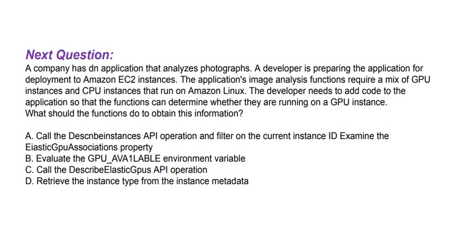Option A. Call the DescribeInstances API operation and filter on the current instance ID. Examine the ElasticGpuAssociations property. Option B. Evaluate the GPU_AVAILABLE environment variable. Option C. Call the DescribeElasticGpus API operation. And option D. Retrieve the instance type from the instance metadata. The correct answer is option A.